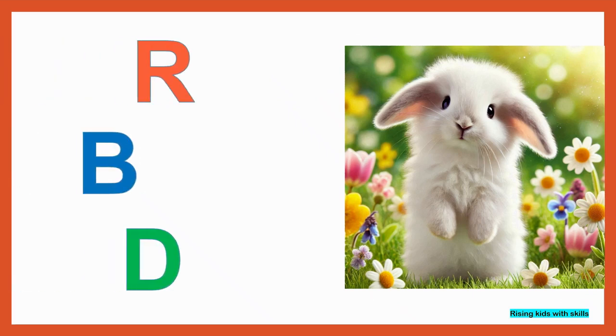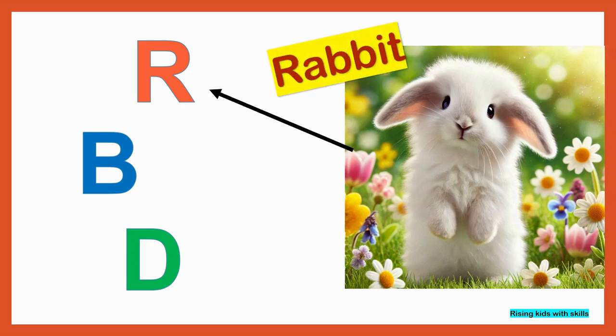Here is a rabbit. Which letter does rabbit begin with? R, B or D? Perfect. R for rabbit.